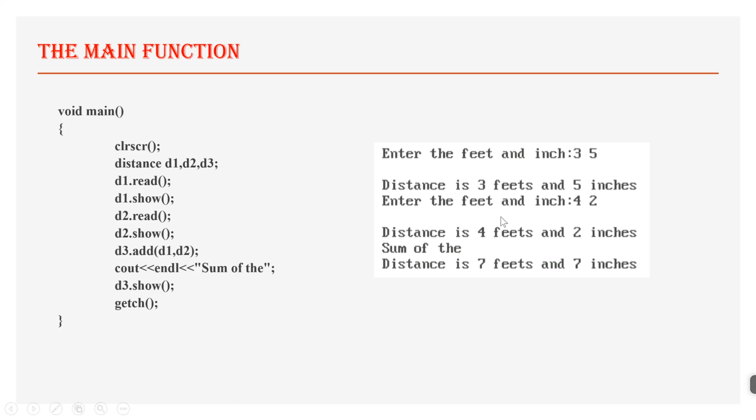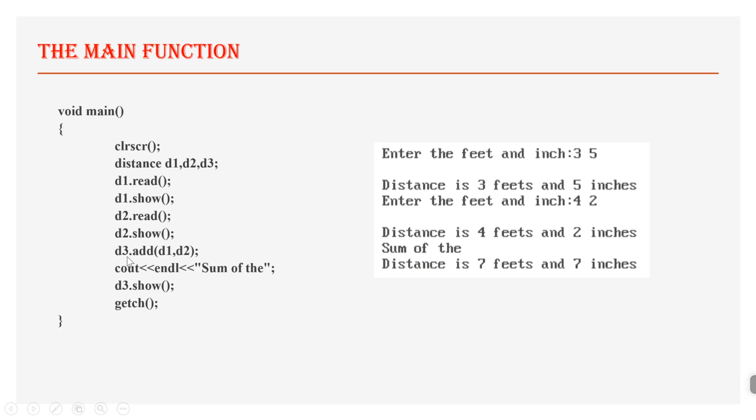Now, as per this program, my first distance D1 is 3 feet 5 inch. So D1 will be 3 feet and 5 inch. That is shown here. Distance is 3 feet and 5 inch. Enter the feet and inch of the second. So D2 dot read, I'll be reading 4 feet and 2 inch. Similarly, D2 dot show will show distance is 4 feet and 2 inches.